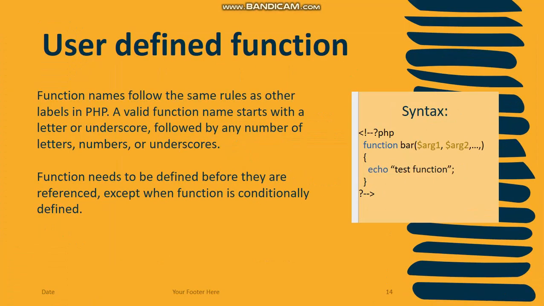User-defined function. Function names follow the same rules as other labels in PHP. A valid function name starts with a letter or underscore, followed by any number of letters, numbers, or underscores. Functions need to be defined before they are referenced, except when the function is conditionally defined.